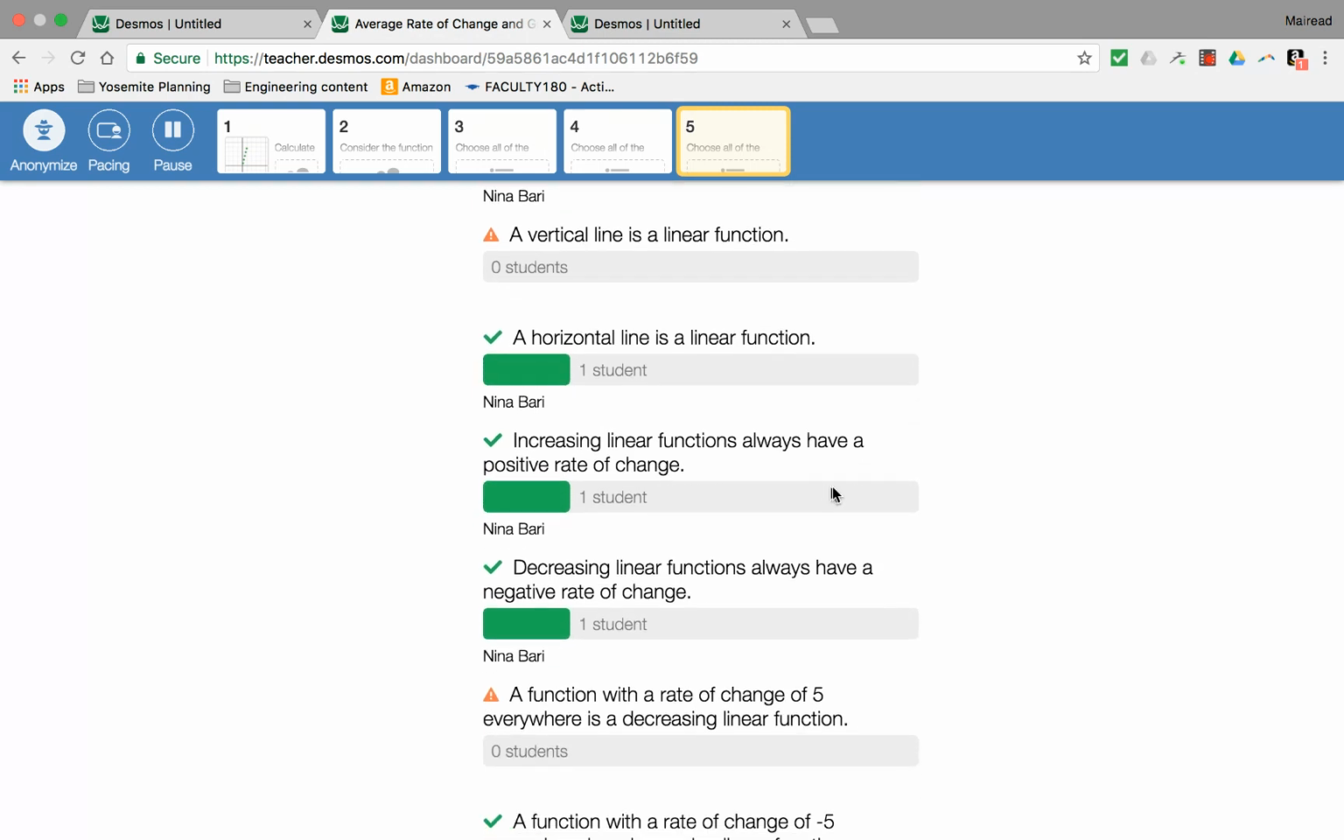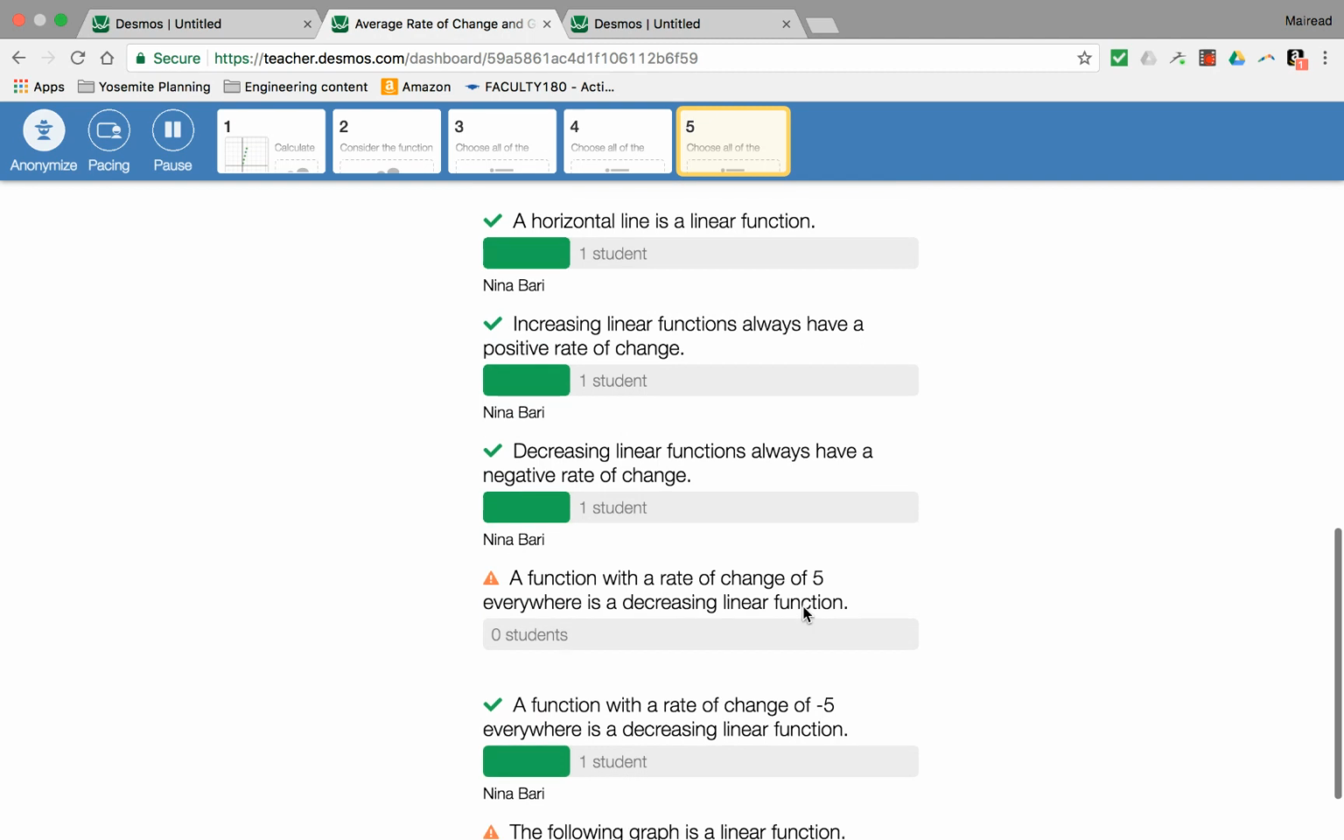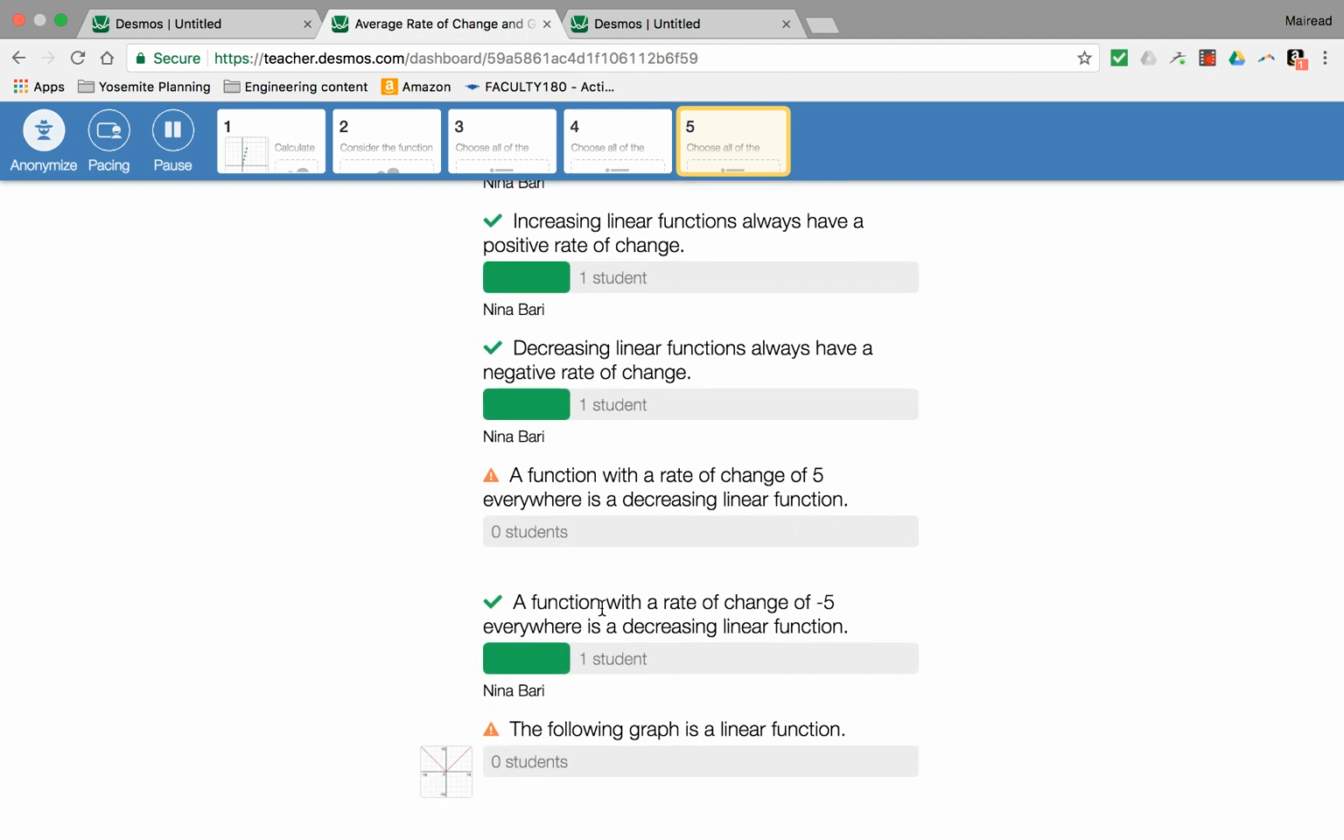Increasing linear functions always have a positive rate of change. Decreasing linear functions always have a negative rate of change. And a function with a rate of change of -5 everywhere is a decreasing linear function. And notice that this graph down here, which is quite small, is not a linear function. So although it's made up of two lines, because the rate of change goes from being negative to positive, that is not a constant rate of change, and so that is not a linear function.